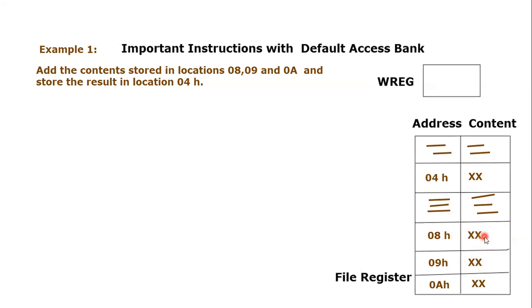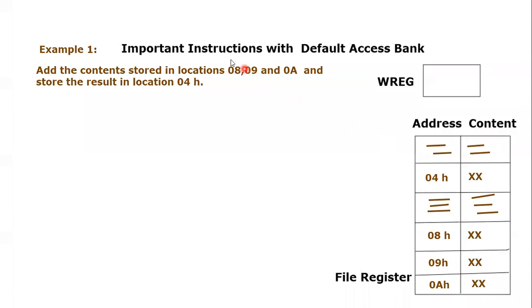So there is some information stored, and then we have to add the content. We have to call them into certain registers to add them up, and then store the result in the location 04 hex. That means whatever the result would be, it should be stored in the 04 hex location. Again, we don't know what the output will be, that is why I mentioned XX here.